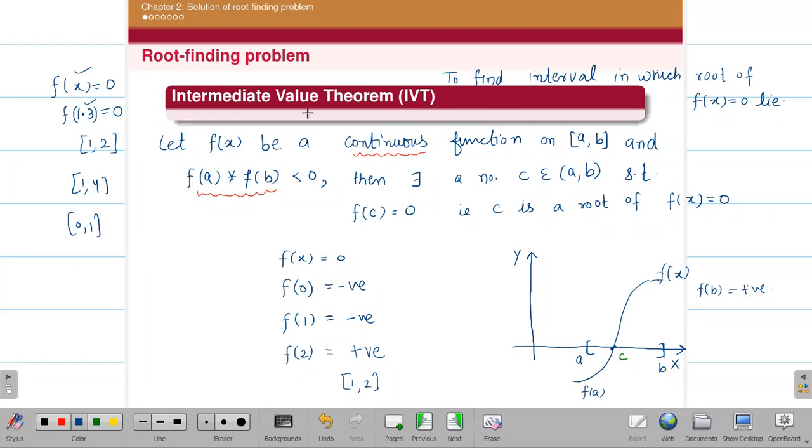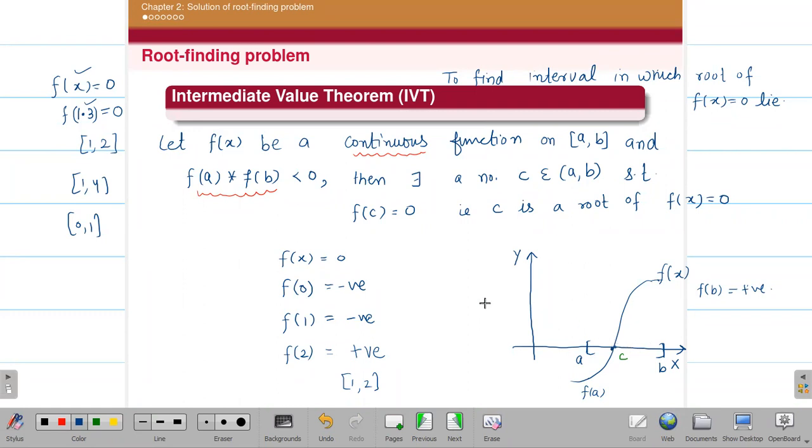So this intermediate value theorem will work when you have a continuous function and you have opposite signs at the end points of this interval, and their product should be less than 0. Or you can say they are of opposite sign. Okay, so then you will always get a root of this equation in this interval.